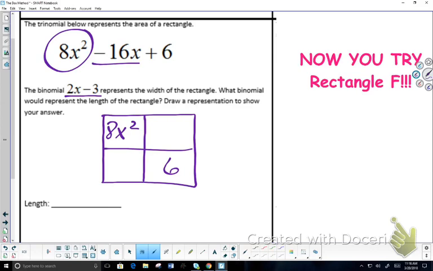Which side do we want it to be? This one or that one? That one. Okay. So 2x minus 3. If this is 2x, what's this? Why is that 2x? Because it says 2x. They gave us the length of one of the sides. If this is 2x, how long must this side be to get 8x squared? 4x. Very good.